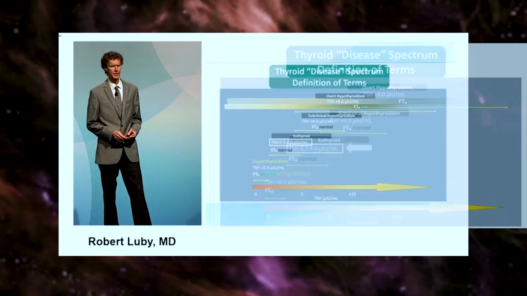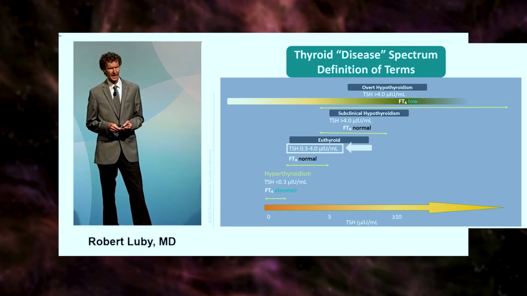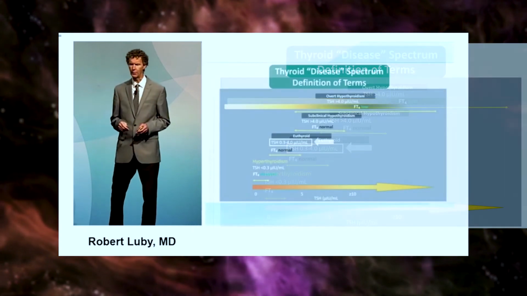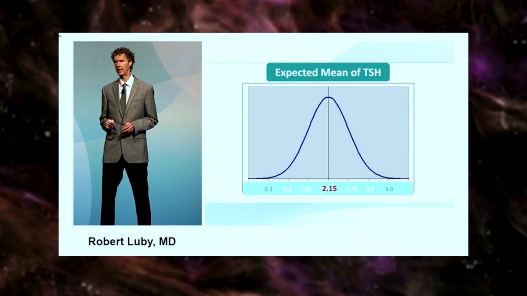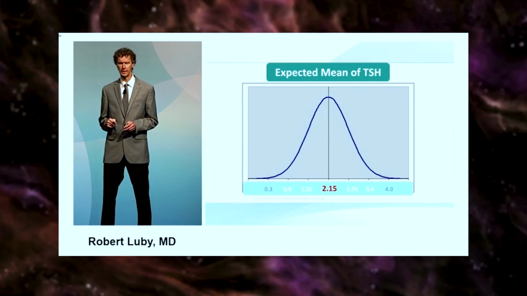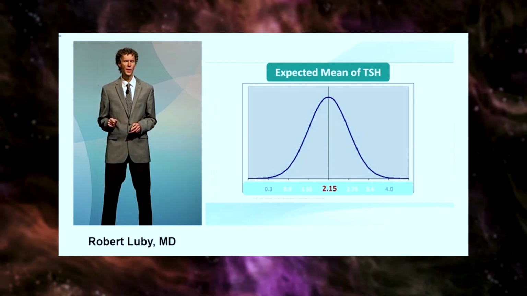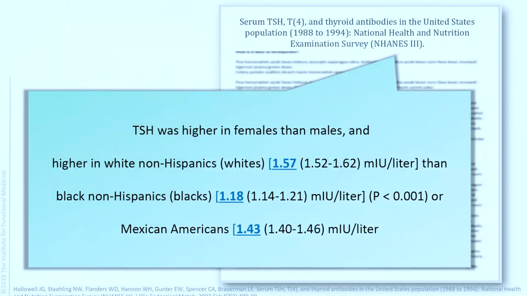Okay, so let's define our terms here. What we're looking at now is the TSH range of 0.3 to 4. That's currently the lab reference range. If that's the reference range, and if it is a bell-shaped curve, where's the mean? It would be 2.15 if you do the math. What does ethnicity data tell us in large population samples about the true mean of the TSH?